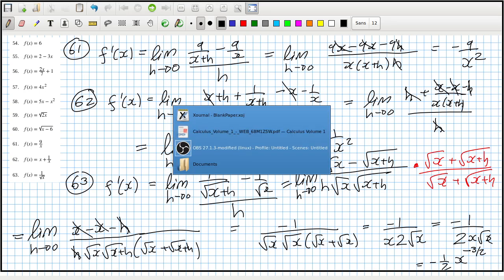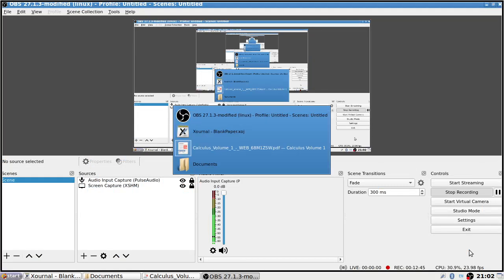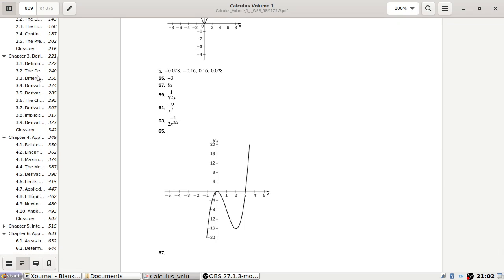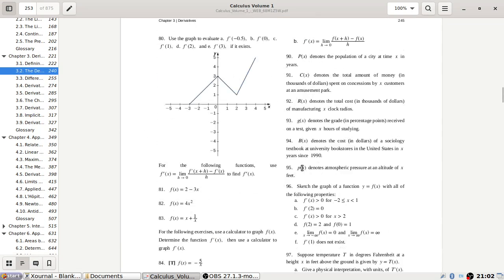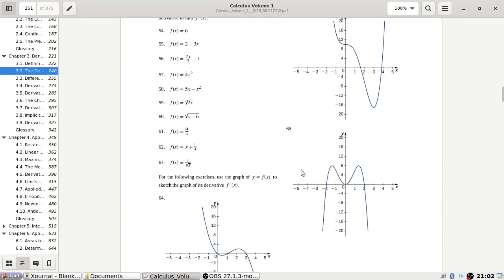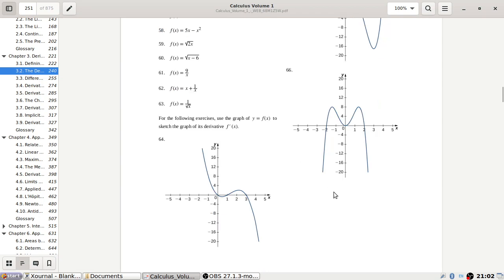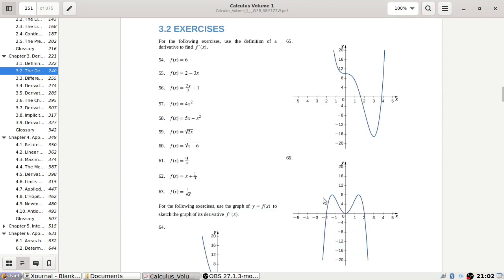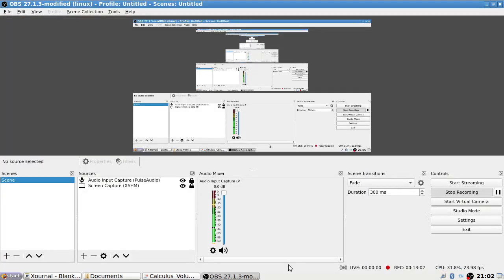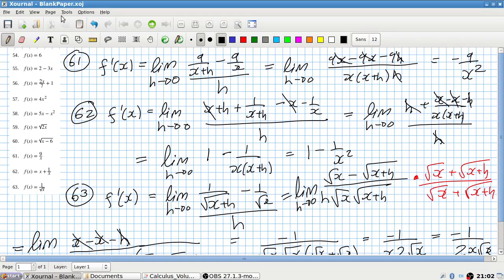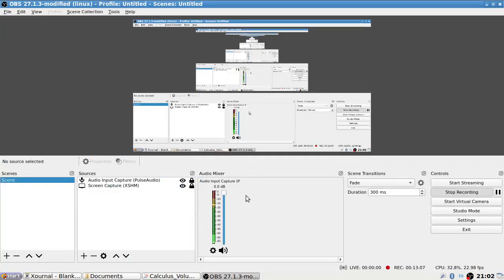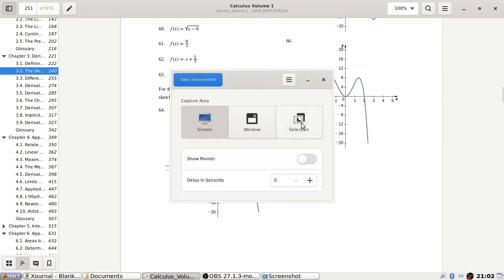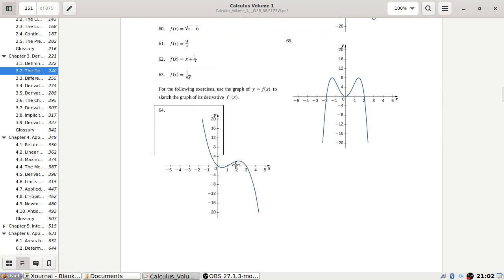Okay, let's see how we're doing for time. What's next now? Let's see. For the following exercise, use the graph to sketch the graph of its derivative. Okay, let's clear this off. So we want to sketch the graph of the derivative.